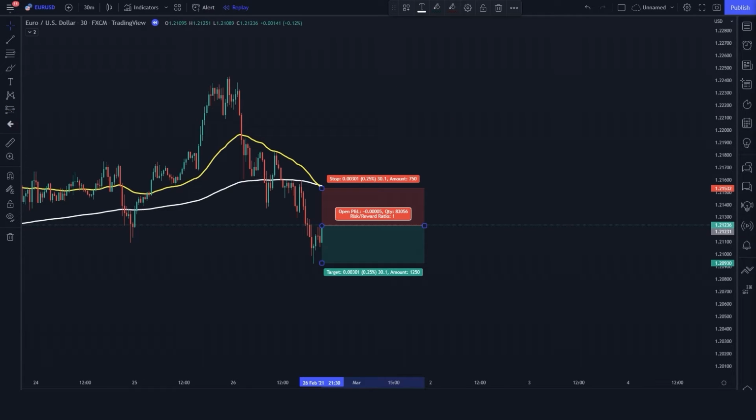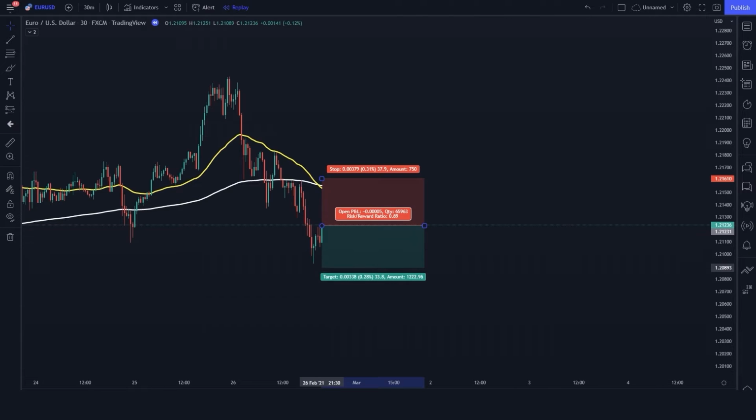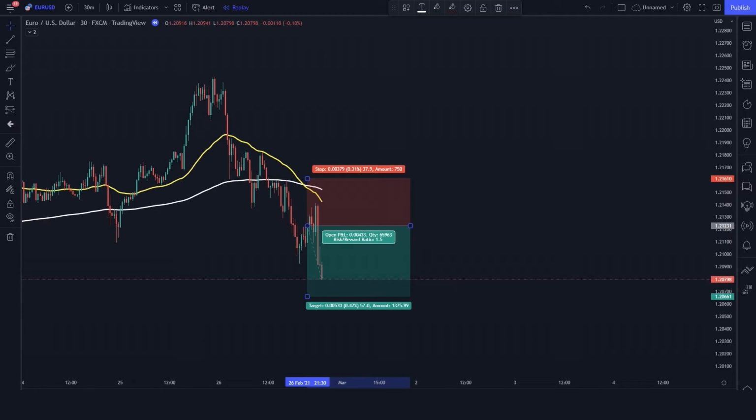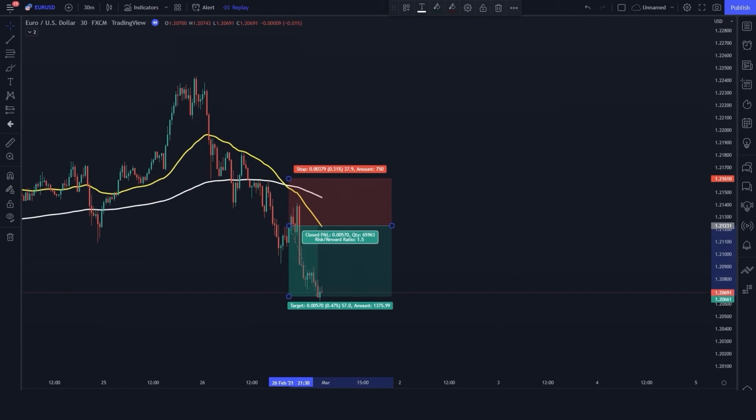Set the stop loss to the last high of the market. Set the take profit 1.5 times, so we are using a 1 to 1.5 risk-reward ratio. Let's see now. This trade hit the take profit.